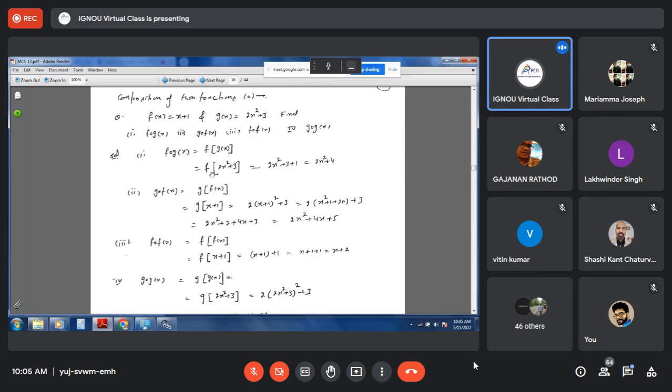What does it mean? It means in f, replace every x by 2x square plus 3. Here you write 2x square plus 3 and this plus 1, that is 2x square plus 4. It is f composition g. See, it is clear. Then we will move further.